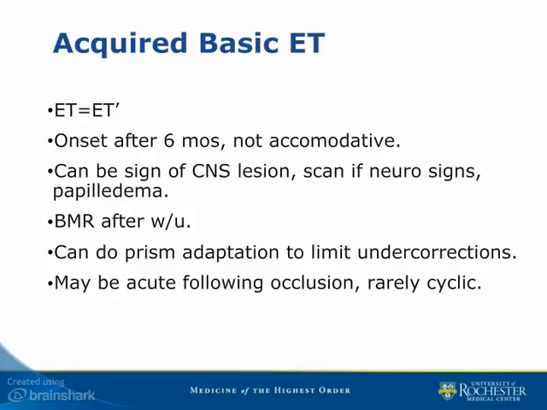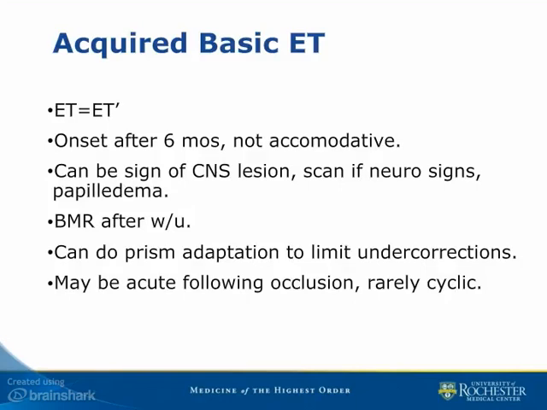Okay, we finished up the accommodative section of esotropia. We'll move on to the acquired esotropias. And the first one we'll consider is basic esotropia. This is where the deviation is similar at distance and near. It comes on after 6 months and it's non-accommodative, so it's not an infantile or accommodative esotropia. It can be a sign of a CNS lesion, so if there's any neurological signs or developmental delays, you might consider scanning these patients. If the workup's negative or they're not concerned about neurological issues, you can do bilateral medial rectus recessions for this condition.